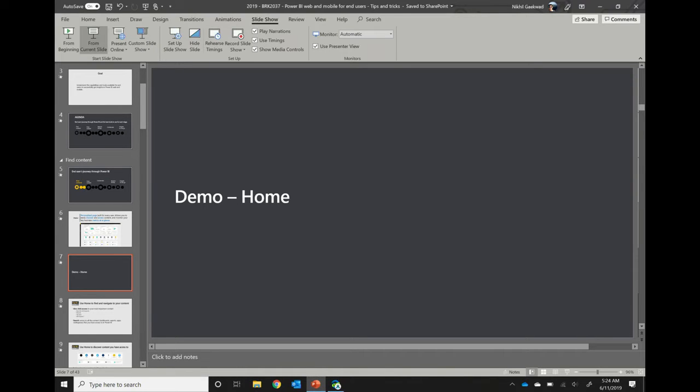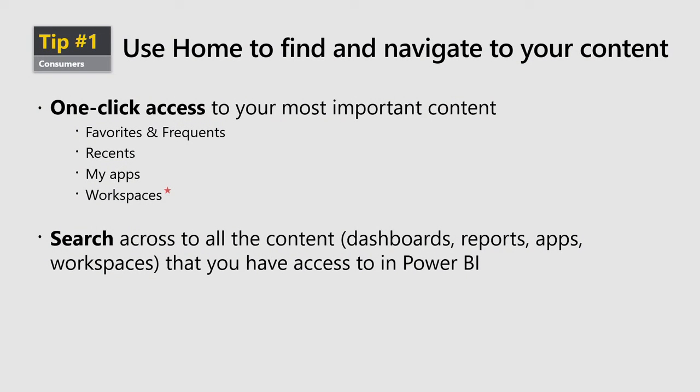So that essentially brings us to the first tip that I would take away: actually use Power BI Home to find and navigate to content. This is incredibly useful, especially when you are distributing Power BI to a large number of users in the organization, and they're always asking you, what is that link again? Or where's that email that you sent me when you shared that dashboard report with me? They don't have to go through the hassle of digging that up. They can actually go to the home page and get that one-click access to your most important content.